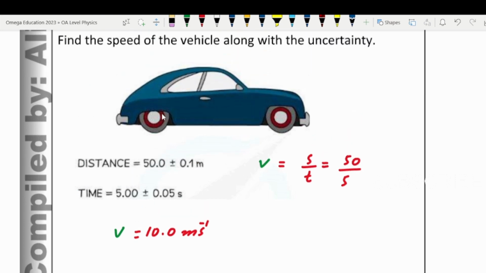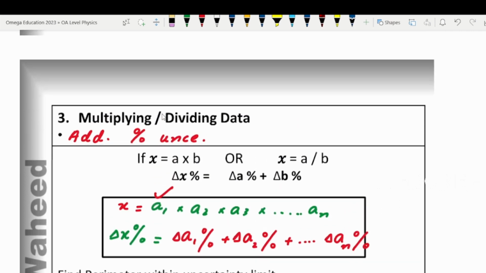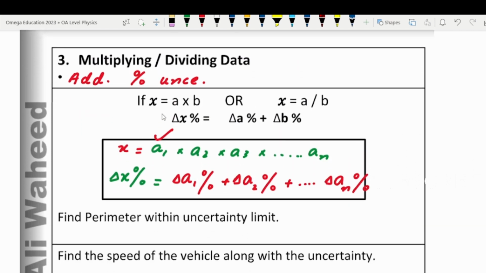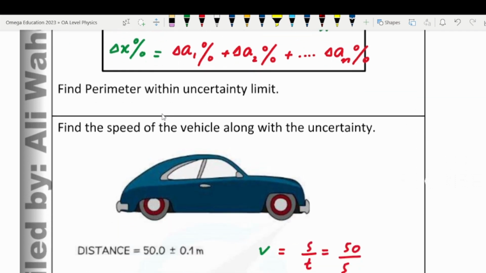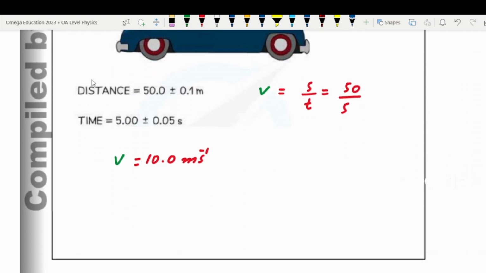The rule says if the quantities are being divided or multiplied, then you have to add the percentage uncertainties of the individual quantities. So first we find the percentage uncertainty of distance, then we find the percentage uncertainty of time, then we add both of them. Alright, percentage uncertainty of distance plus the percentage uncertainty of time would give you the total percentage uncertainty in the principal value.